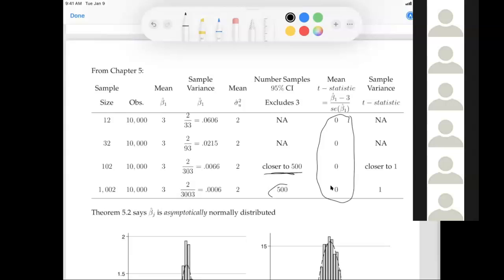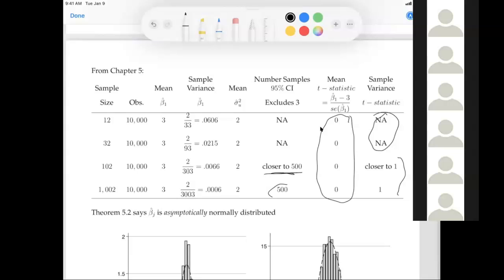And then the sample variance of the t statistic, remember that the t statistic, here it's beta hat j minus 2 is how we're calculating the population parameter. We don't have any prediction for these very small sample sizes, but when we get to sample sizes that are large, well, we think we're going to get values that are very close to 1.